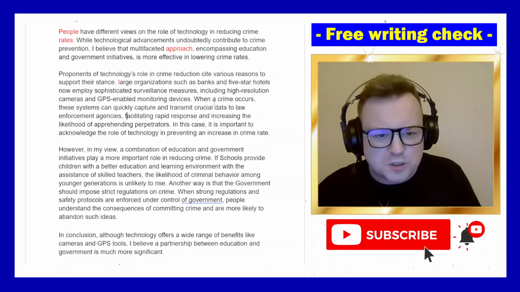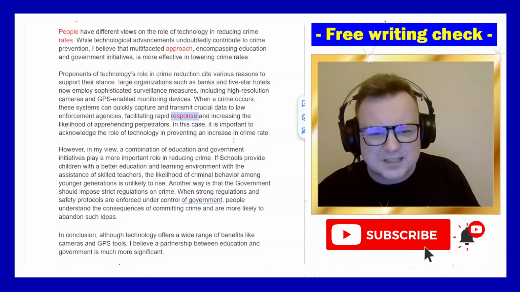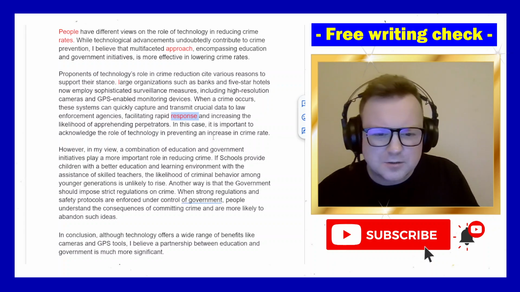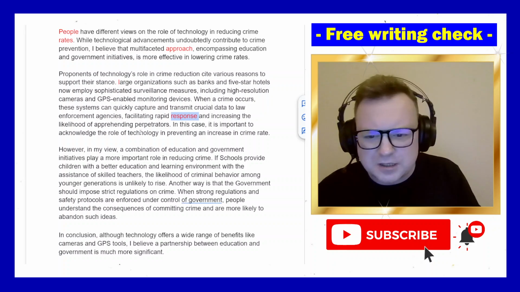Large organizations such as banks and five-star hotels now employ sophisticated surveillance measures, including high-resolution cameras and GPS-enabled monitoring devices. When a crime occurs, these systems can quickly capture and transmit crucial data to law enforcement agencies, facilitating a rapid response. So response is a single countable noun, facilitating a rapid response. And increasing the likelihood of apprehending perpetrators.